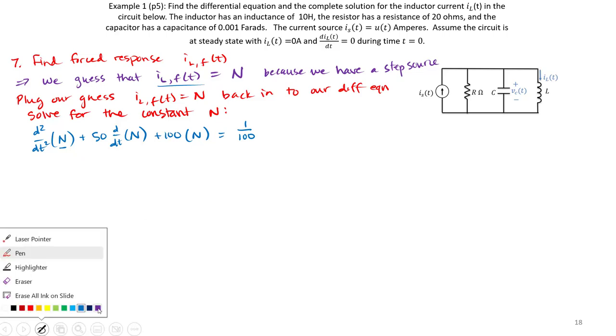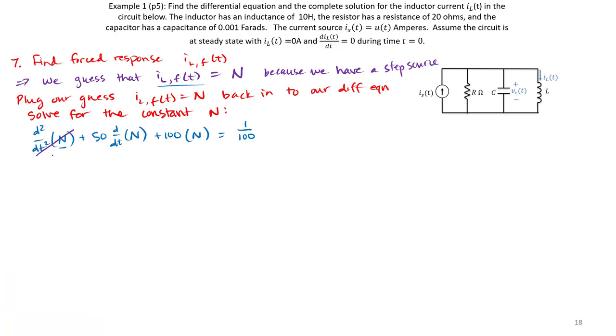So notice what happens here. Second derivative of a constant is 0. First derivative of a constant is 0. So we're left with 100n equals 1 over 100. So therefore, in this case, we can determine that our forced response constant n must equal 1 times 10 to the minus 4, or 1/100th divided by 100. Therefore, our forced response iLf of t is equal to 1 times 10 to the minus 4.